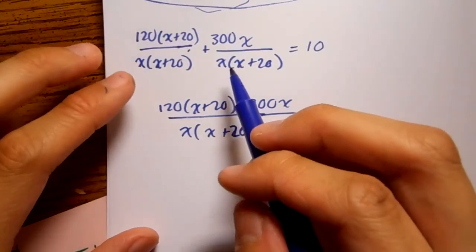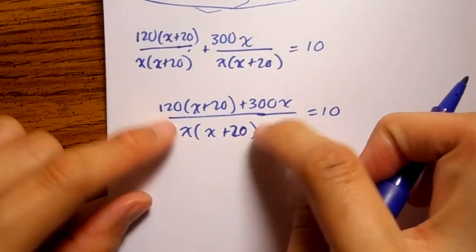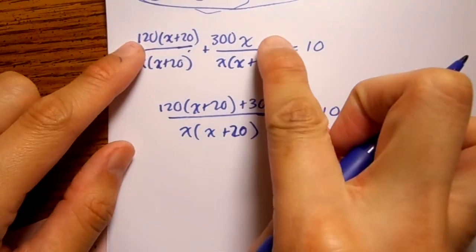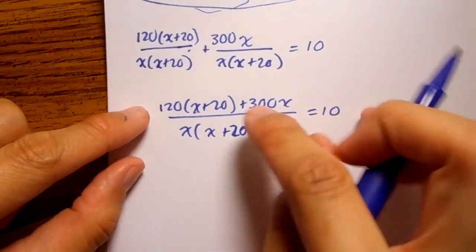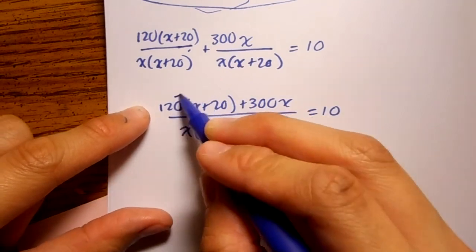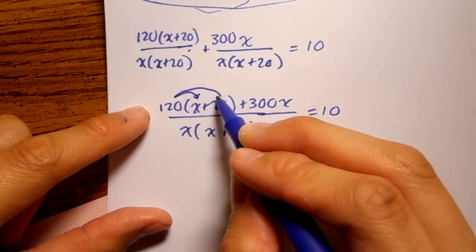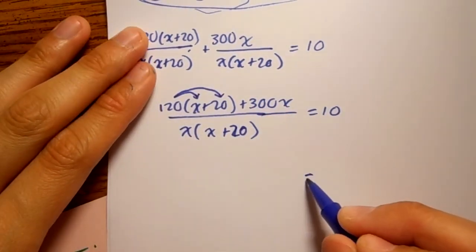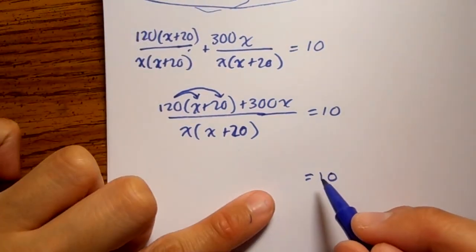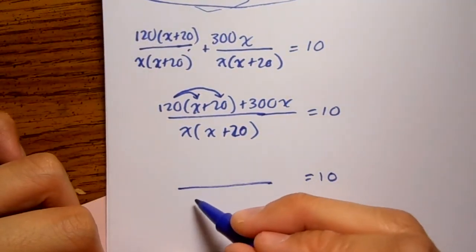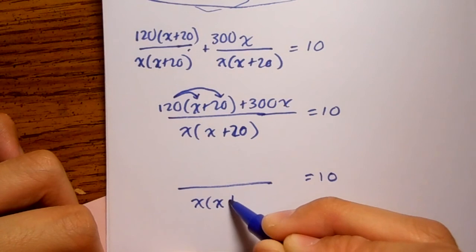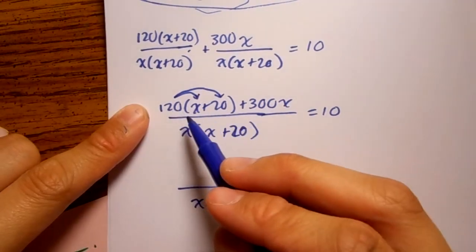So as you can see, I put it all over the same denominator because those are the same, and then just combined my numerator. But then at this point, I need to simplify this down. So then that means I just got to distribute and then combine like terms. So still this equals 10 is still there, still chilling, and same thing with this denominator. So let's multiply this out.